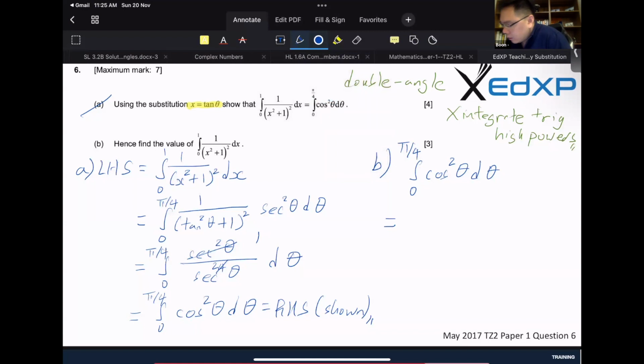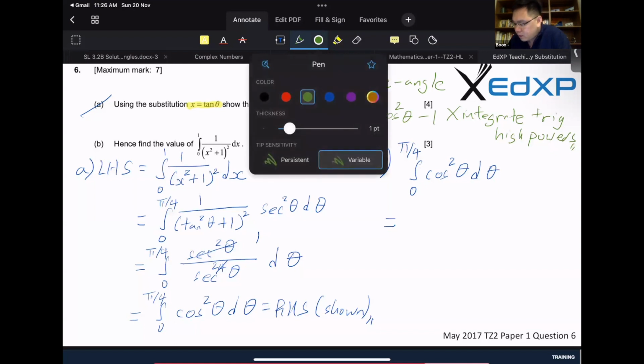Okay, so I'm looking at, let me write it down. Cos 2 theta is 2 cos squared theta minus 1. Okay, this is one of the double angle formulas.